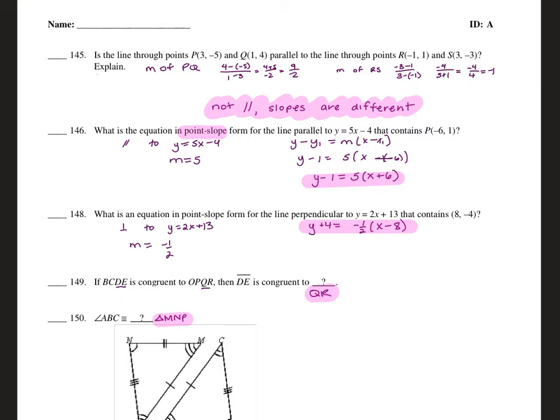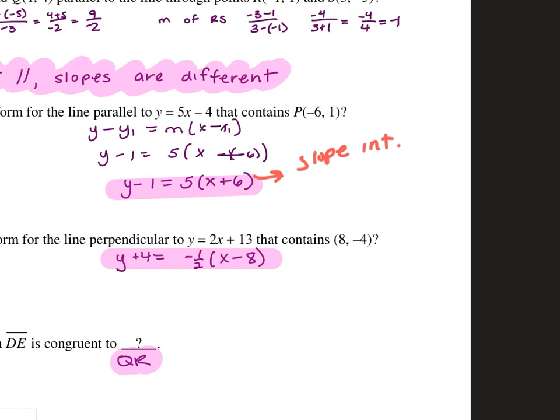146 asked for it to be in point slope, so I left it in point slope. 148, same thing. If it had asked you to put it in slope intercept, then you would keep going there. Y minus 1 equals 5x plus 30, add the 1, and y would equal 5x plus 31.